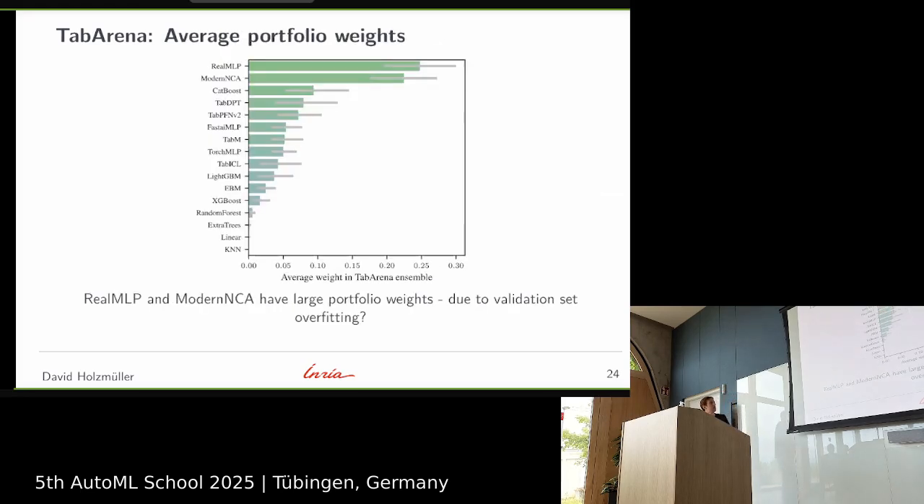We looked at things like weights in the portfolio, and we found that actually RealMLP and ModernNCA have huge weights in the portfolio on average, and we suspect that this is because they overfit more on the validation sets. And if something could be done about this validation set overfitting, then maybe we could get actually better portfolio performances because we have more accurate validation scores.